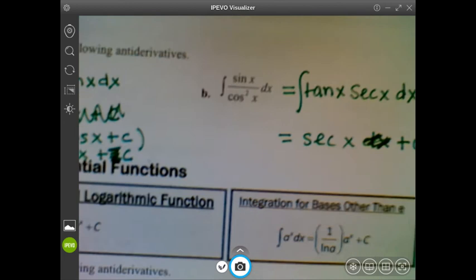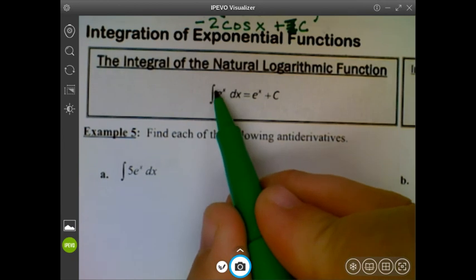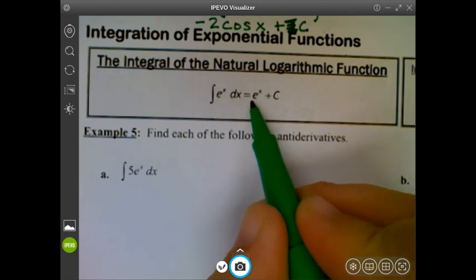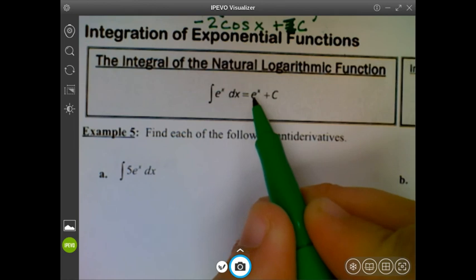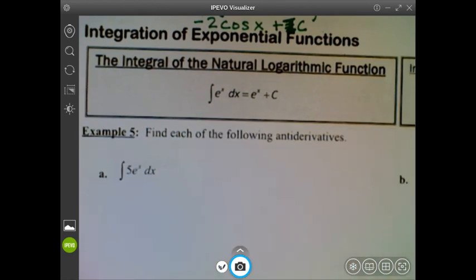All right, so some more basic integration things going on here. If you have the integral of e to the x dx, that is just e to the x plus the constant, because the derivative of e to the x is e to the x, so going backwards, it would still be just e to the x.